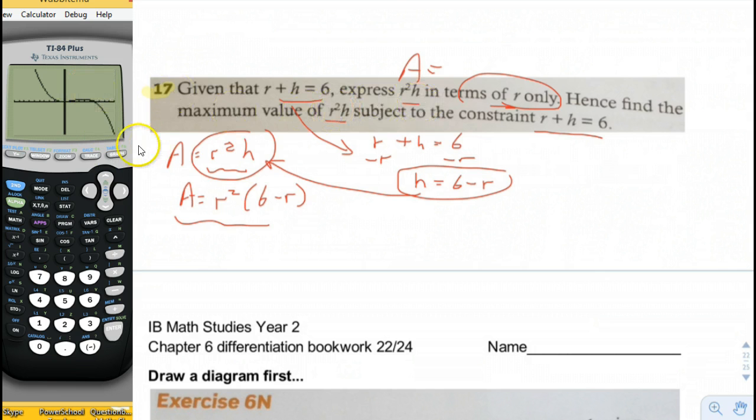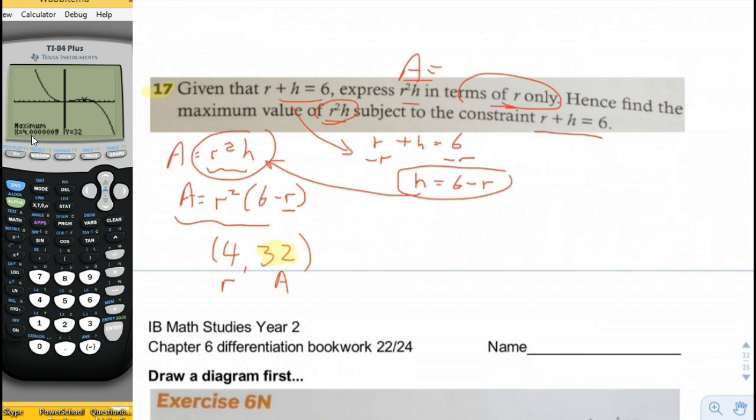Now let's find the maximum value. We can find the maximum value by doing second calc, because that's going to find us maximums and minimums. And the left bound there is fine. Go to the right. Guess that's fine. And the answer is 4, 32. So our coordinate is 4, 32. Now what's 32? That's A. We just named it A. And 4 is going to be R. Okay? And they want to know what's the maximum value of r squared h, which is A, so the maximum value is 32.